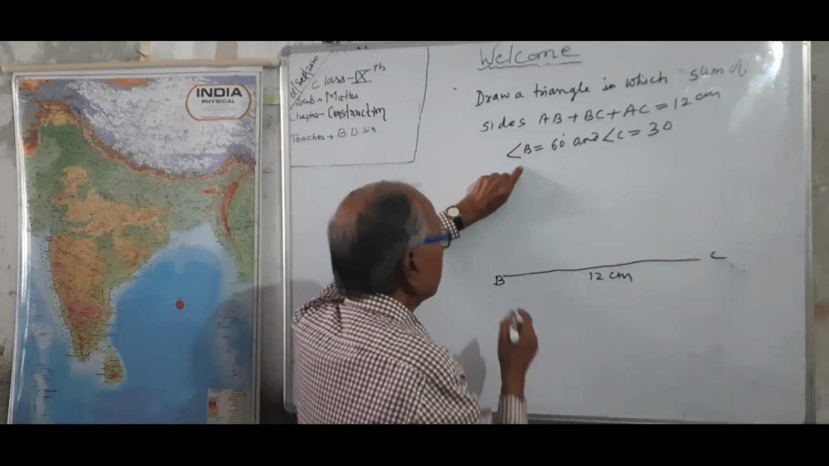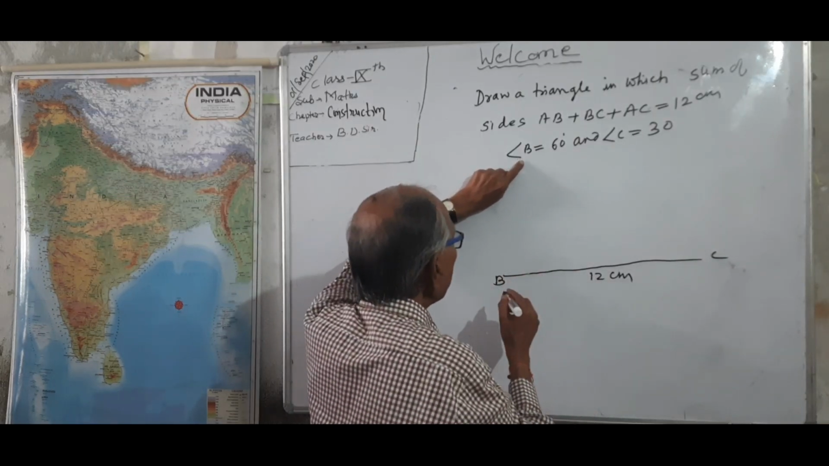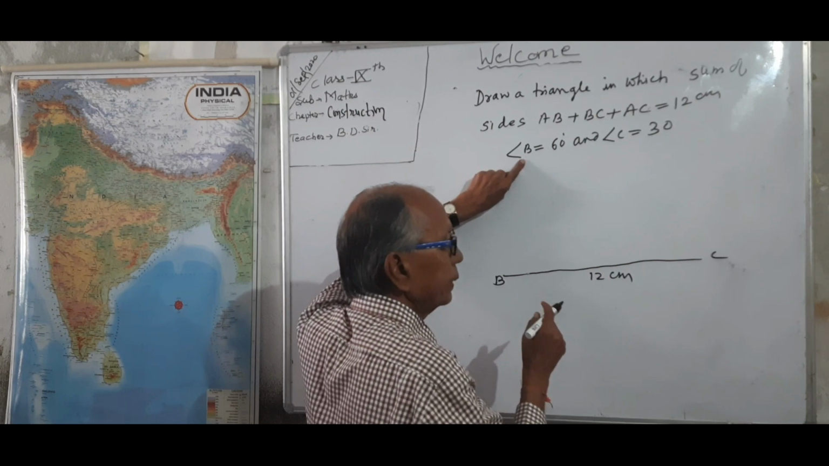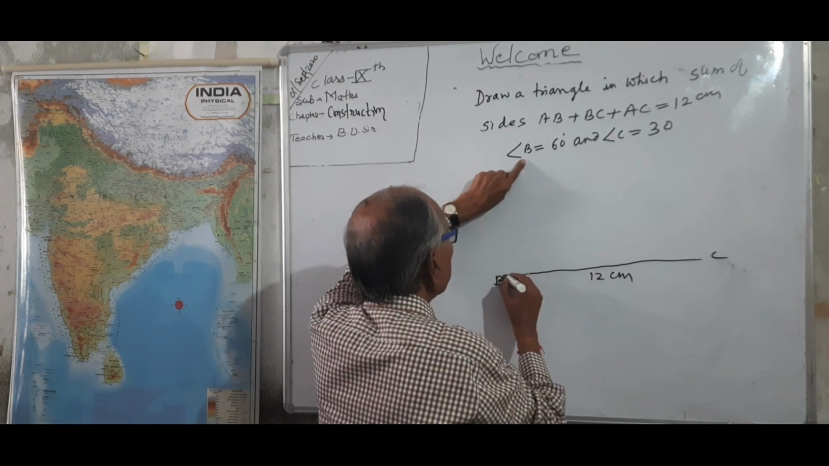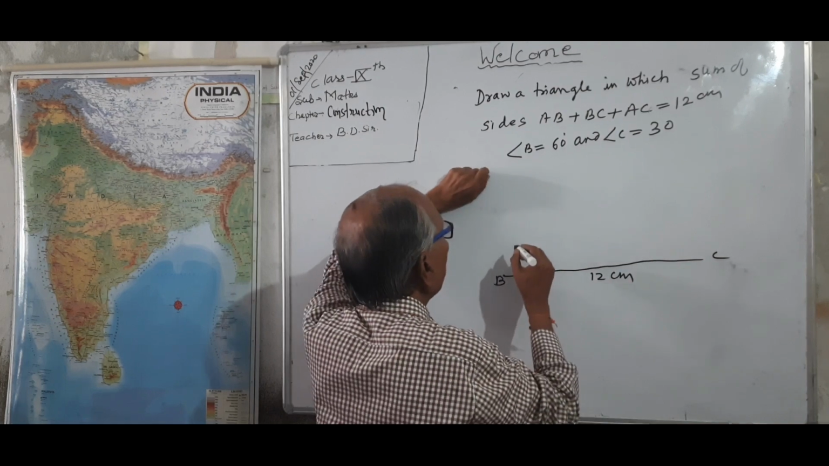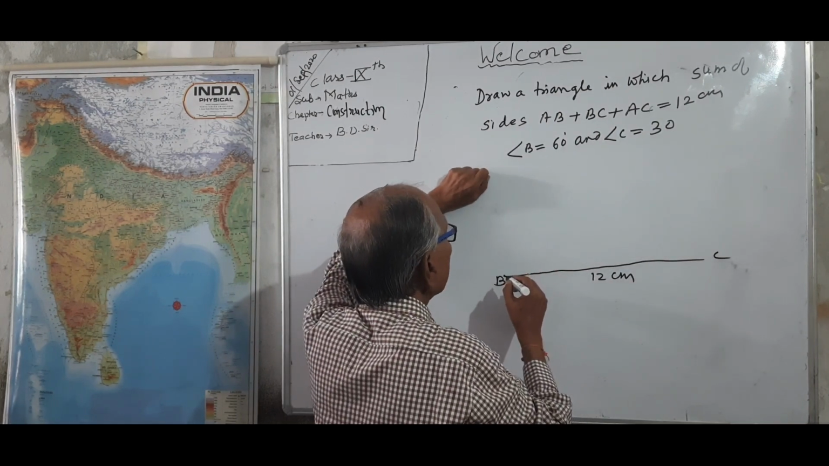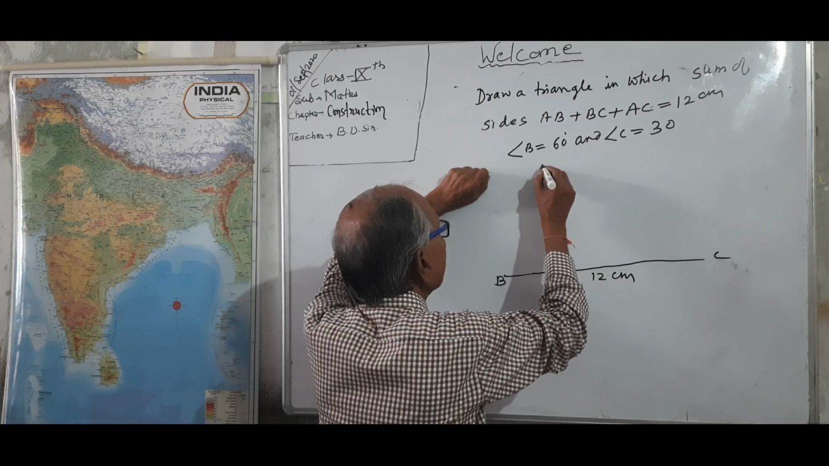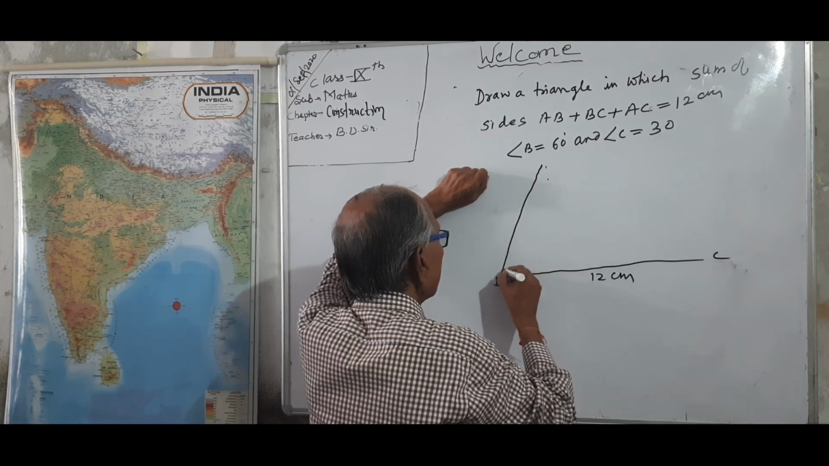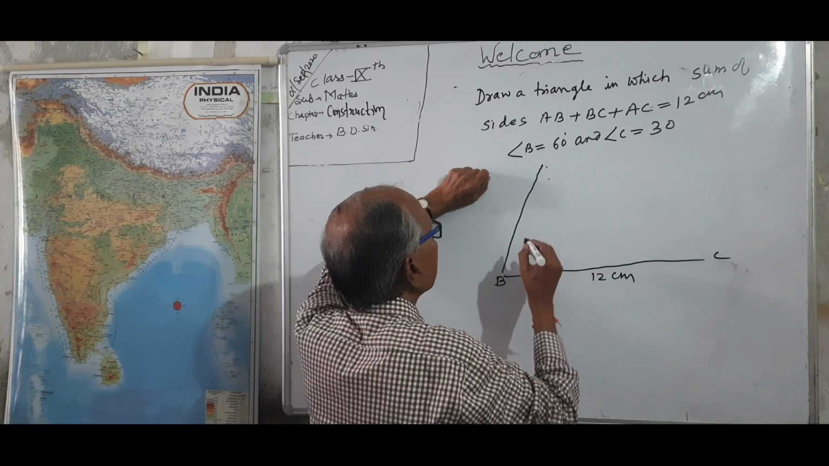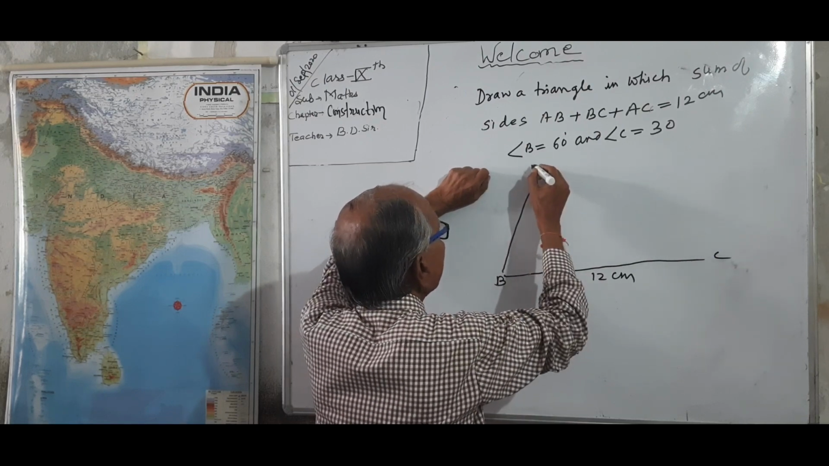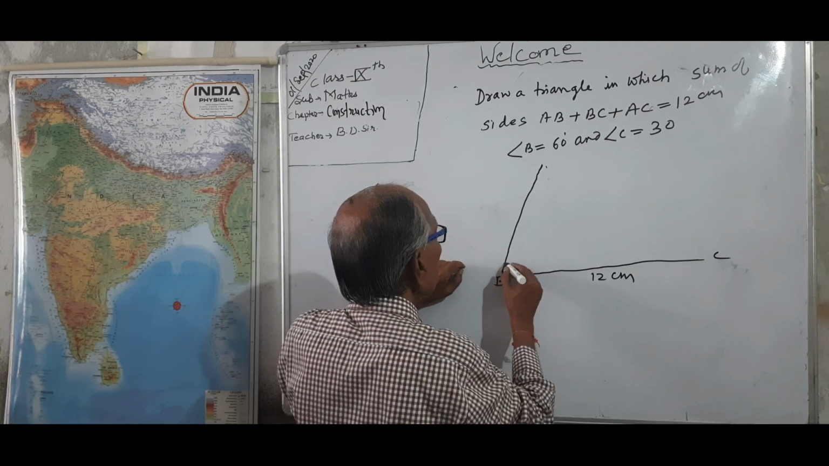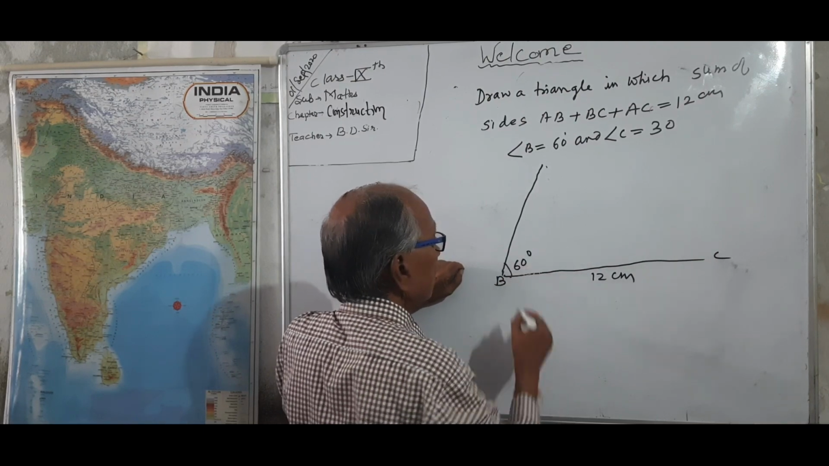And on the line BC, at the point B, we have to draw an angle of 60 degree. So we know how to draw an angle of 60 degree. So we draw an angle of 60 degree. Suppose this is the angle 60 degree. This is the line which makes angle 60 degree.